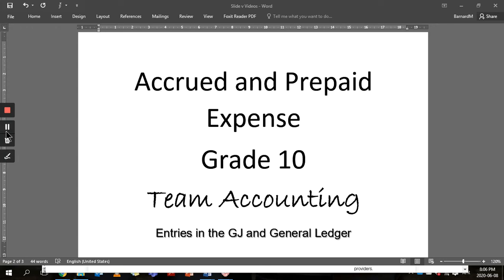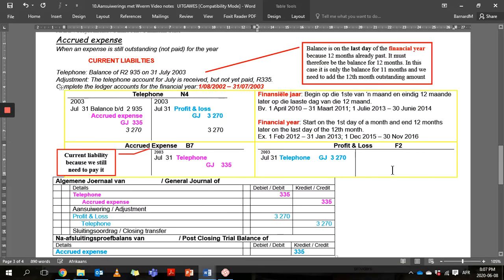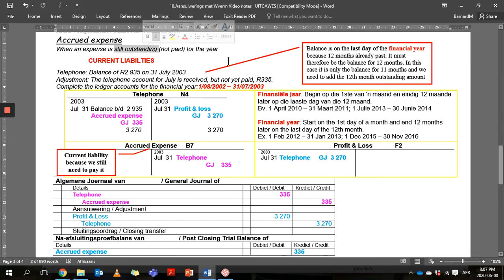Good morning, grade 10s. Today we're going to look at the second and third adjustment called accrued and prepaid expense. And we're going to look at how that entry will look in your general journal and in your general ledger. So accrued expense is an expense that is still outstanding, meaning not paid for the year. And because we still owe it, it's called a current liability.